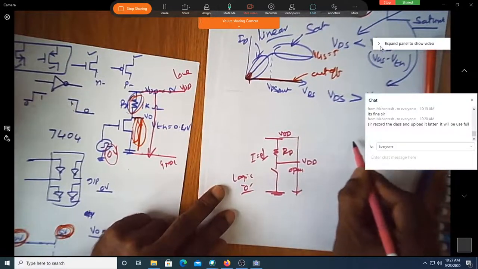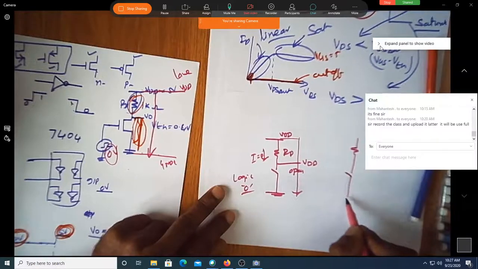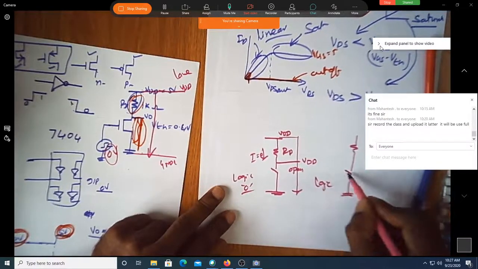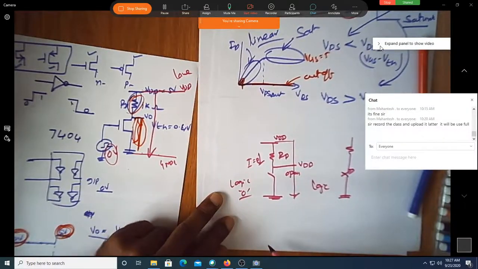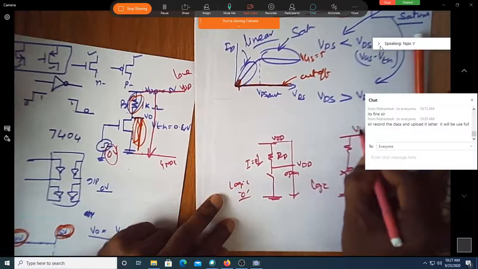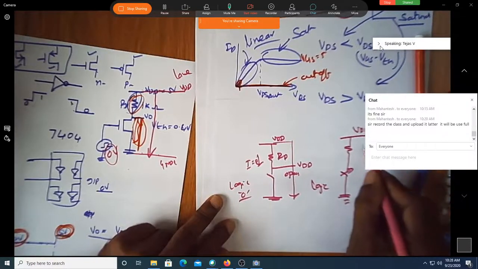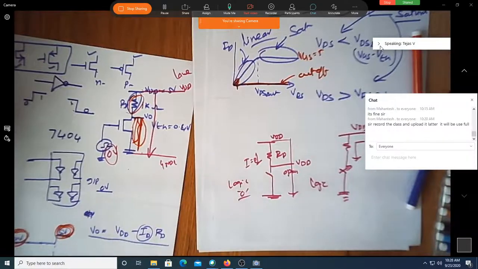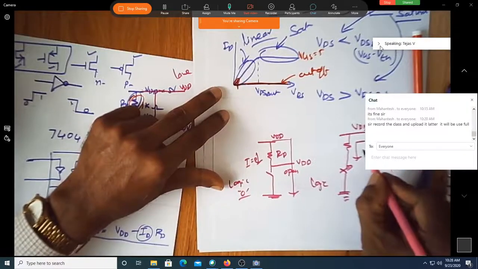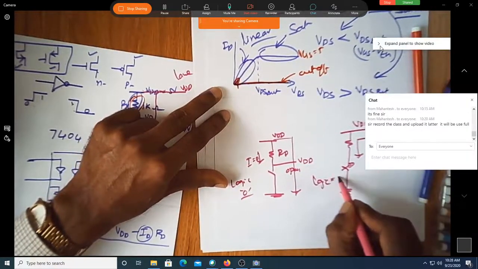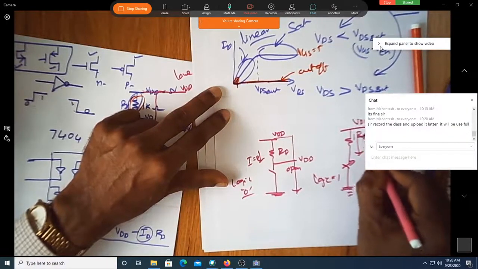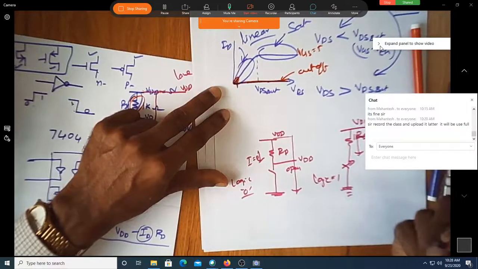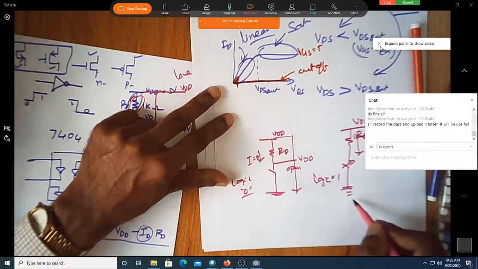Correct? Now assume that you consider logic 1. It turns on. Correct? Yes, sir. This turns on, then does current flow now? Yes, sir. The current is flowing. Why is the current flowing? Because when it is logic 1, the MOSFET is on. So depending on the resistance RD, whether it is 1K, 100 ohm or 10 ohm, the current starts flowing. Correct?